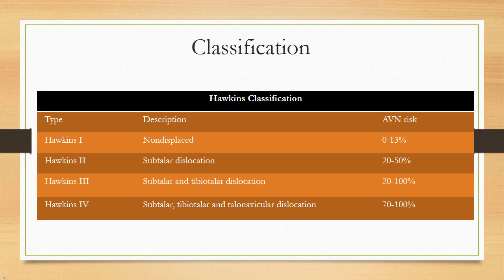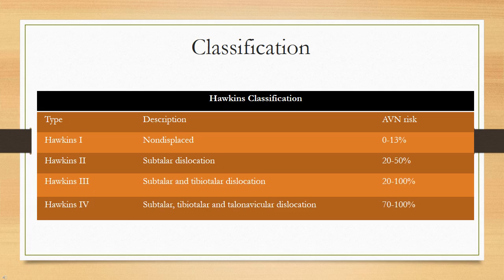Type 2 involves a displaced talar neck fracture with subluxation or dislocation of the subtalar joint, while the ankle joint remains intact. This displacement disrupts part of the blood supply, so the risk of avascular necrosis increases to around 20 to 50%. Type 3 is a displaced talar neck fracture with dislocation of both the subtalar and ankle joints. At this stage, most of the vascular supply to the talar body is interrupted, resulting in a high risk of avascular necrosis, typically over 80 to 90%.